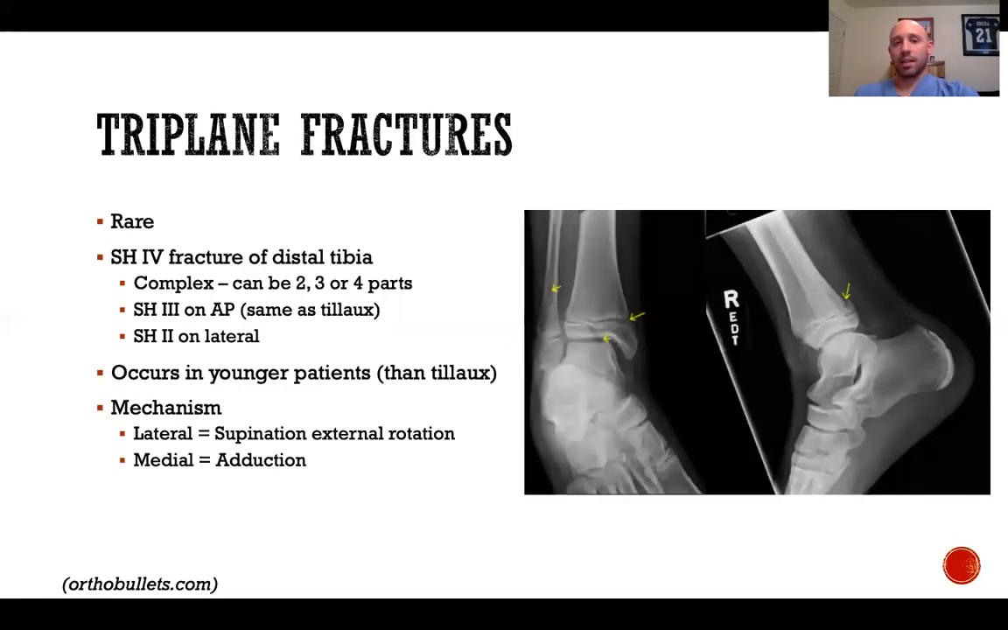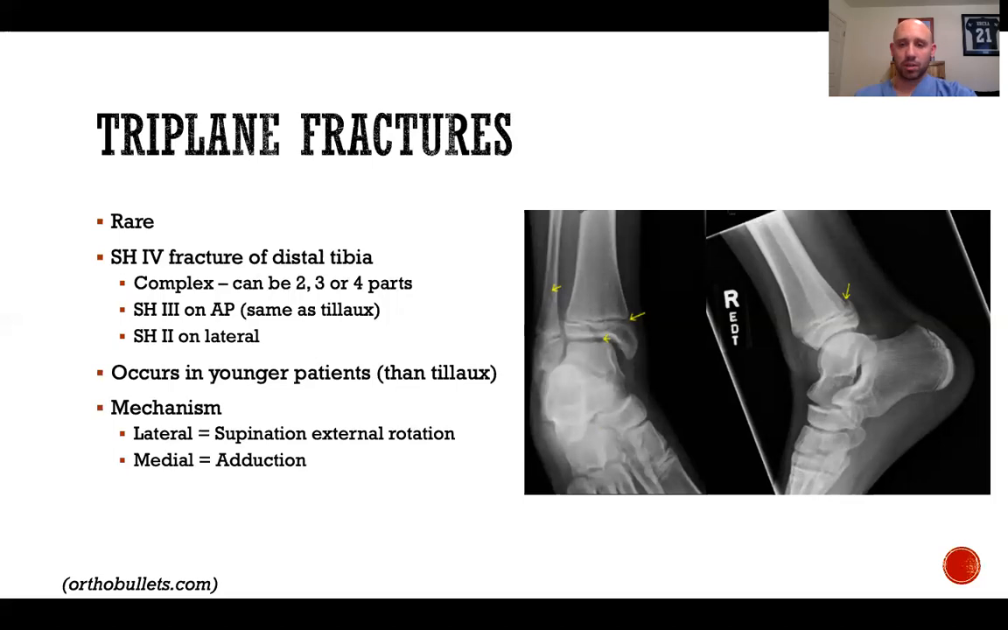The next is a triplane fracture. And again, this is a rare fracture in the ankle, but it demonstrates this way of physeal closure in pediatric patients. And so this is a Salter 4 fracture of the distal tibia. And it can be pretty complex, meaning that it can have up to 4 different parts.